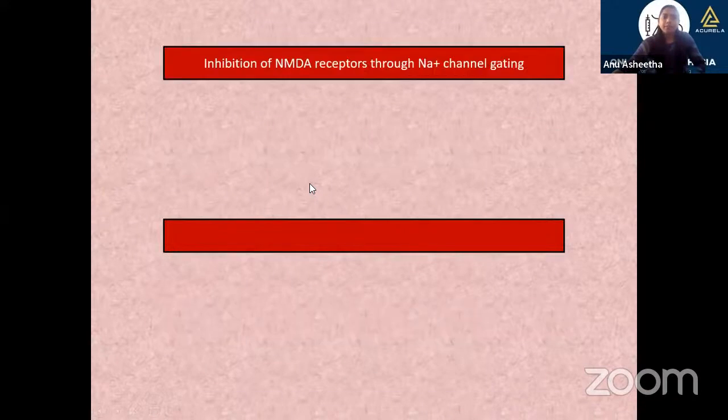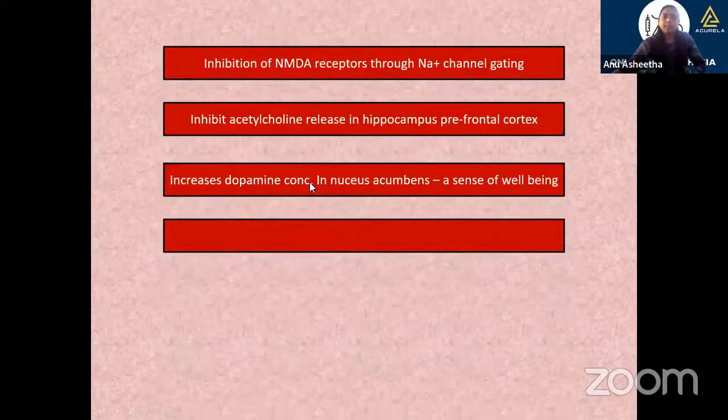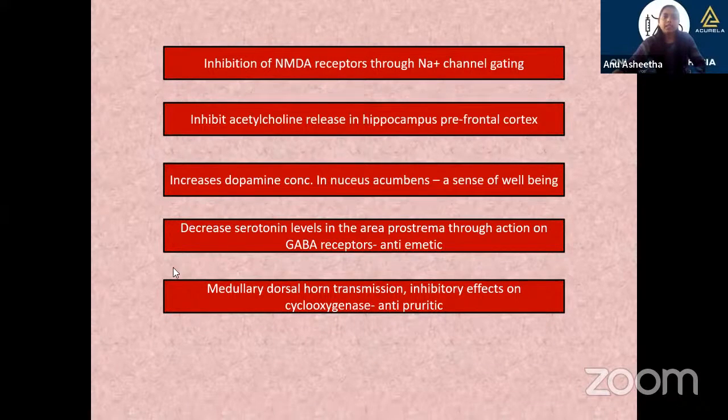Now, the other sites of action of propofol. They inhibit NMDA receptors through sodium channel gating and inhibit acetylcholine release in the hippocampus and prefrontal cortex. The sense of well-being is attributed to the increased dopamine concentration in the nucleus accumbens after propofol injection, and decreased serotonin levels in the area postrema through action on the GABA receptors. This is attributed to the antiemetic effect. They are also anti-pruritic by inhibiting medullary dorsal horn transmission and cyclooxygenase.